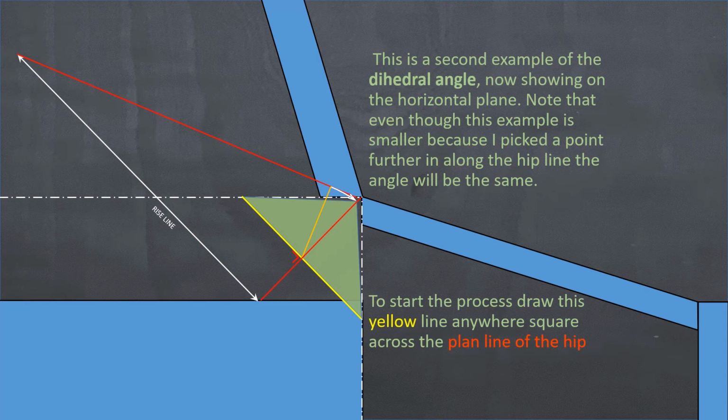So as I introduced the dihedral angle earlier on with an isometric view, and I gave a smaller example of that green shaded triangle, I'm doing the same here just to show you that you can pick anywhere along the plan line of the hip and it'll still deliver the same angle if you follow the same procedure.